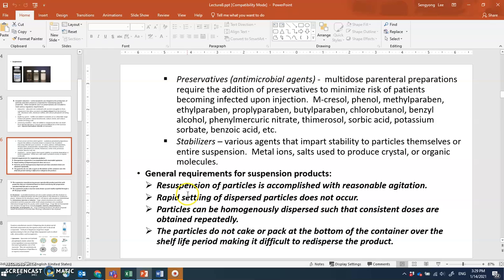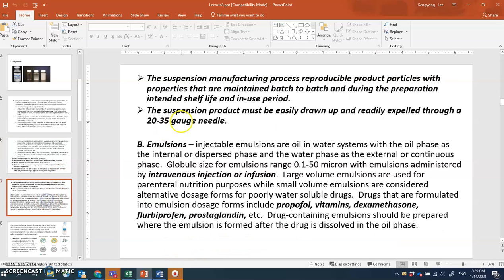Here you go. Suspension of particle is accomplished with reasonable agitation. Rapid settling of dispersed particle doesn't happen, and particles can be homogeneously dispersed such that consistent dosage are obtained repeatedly, and the particles do not cake or pack at the bottom of the container over a shelf life period, making it difficult. And then a few more. Suspension manufacturing can be reproducible from one batch to another, and they should be drawn up through a 20 to 35 gauge needle. So these are the general requirements. Okay.